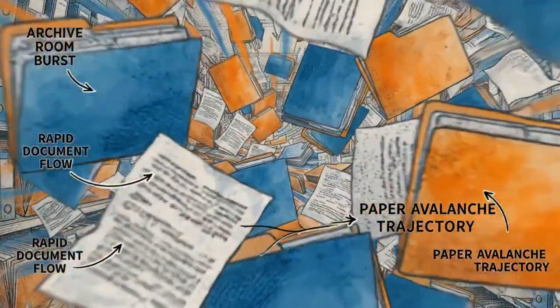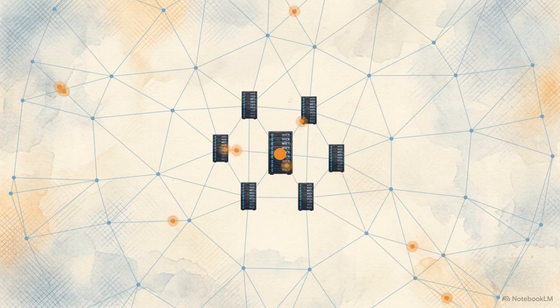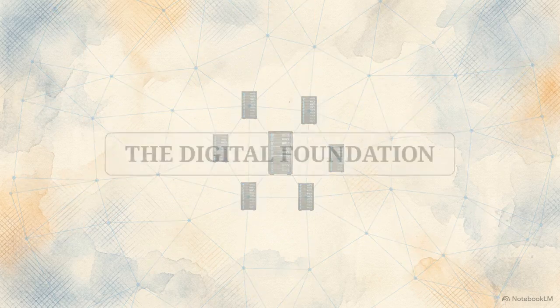Searching through cramped archive rooms by hand meant that verifying a single customer could take hours or even days. Today, that entire process happens in milliseconds because of a high-speed system designed to link millions of data points at once. We call this database infrastructure.